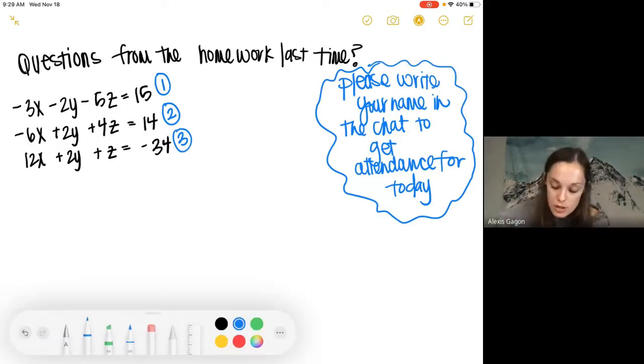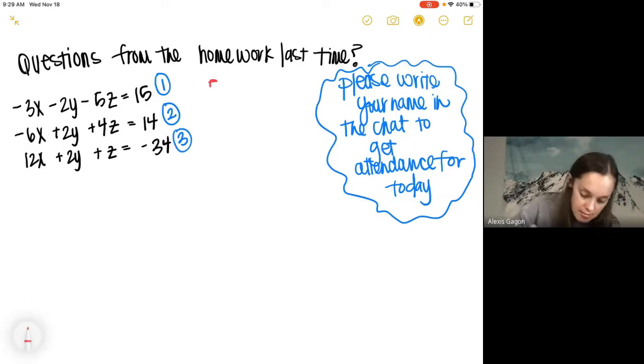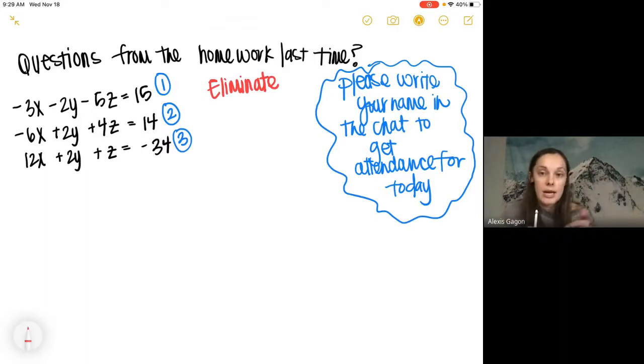And then we have to choose which variable to eliminate. And it doesn't matter which one you choose. So we could choose our x's, we could choose our y's, we could choose our z's, just as long as you stick with it. Once you choose a variable, you have to stick with it.